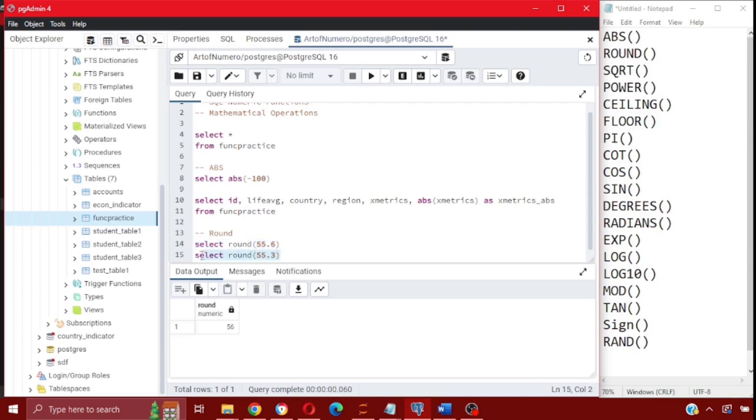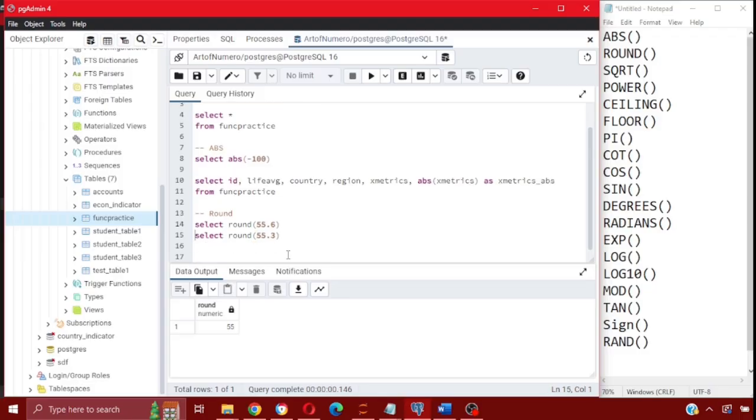Now, if we were to run this one, this one is less than 0.5, right? So in this case, it is going to round down to the next integer, meaning 55. So this one rounds up toward the next integer, from 55 to 56, and this one rounds down to the next integer, which is 55, if that makes sense.